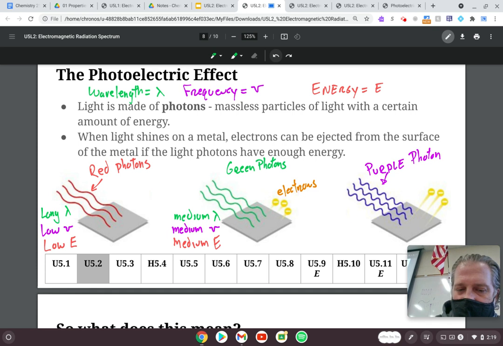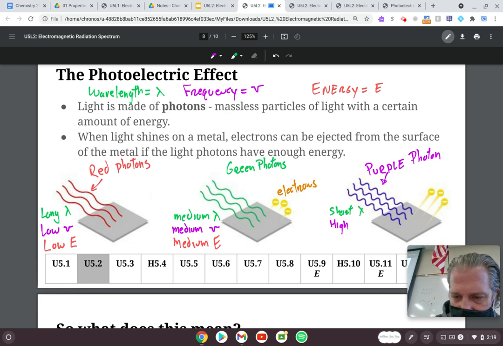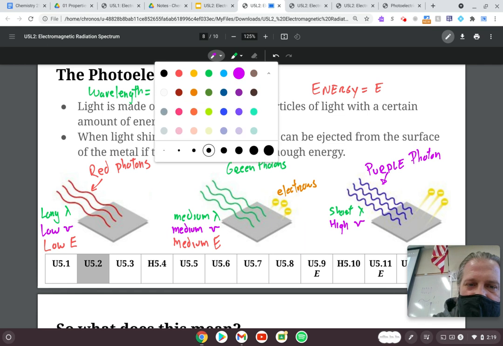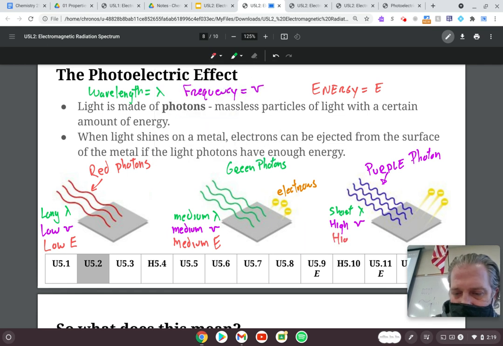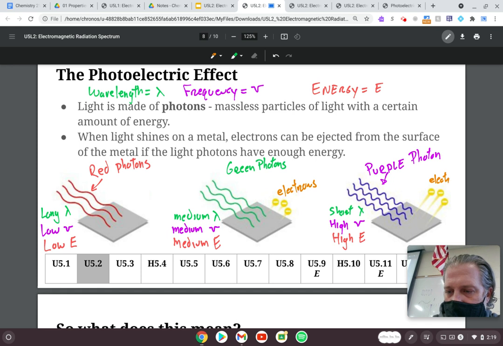Okay, but in reality here we have short wavelength, we have high frequency, and we have high energy. So in this instance, note that the electrons are further away from the metal than the green photons, and then the lack of electrons on the metal.